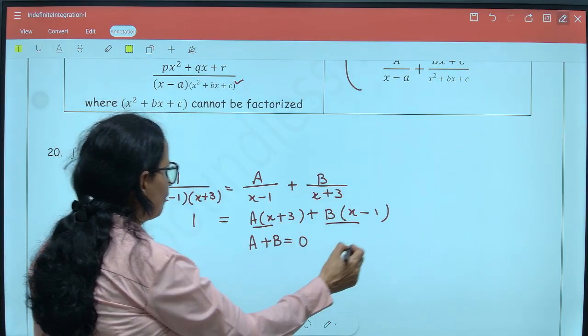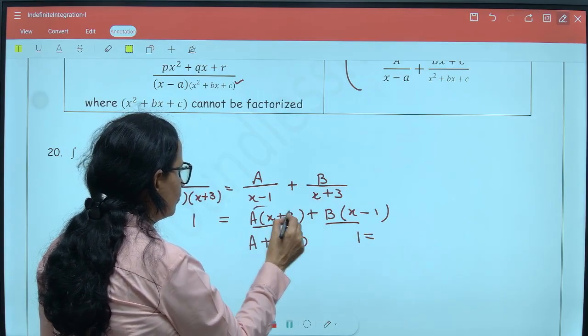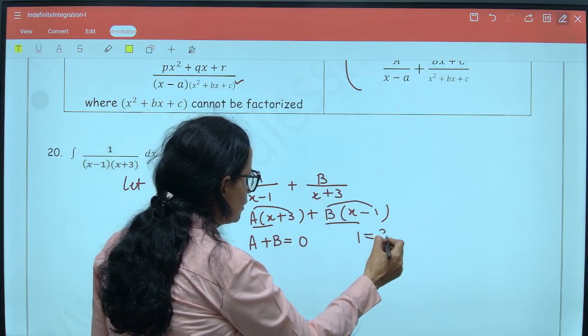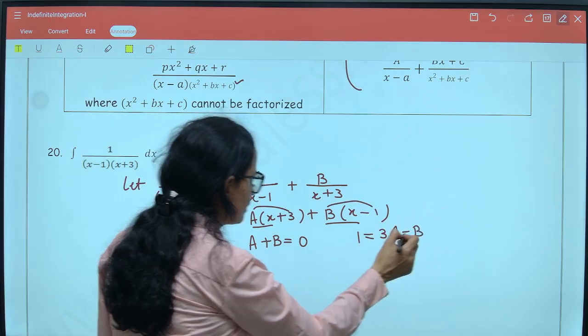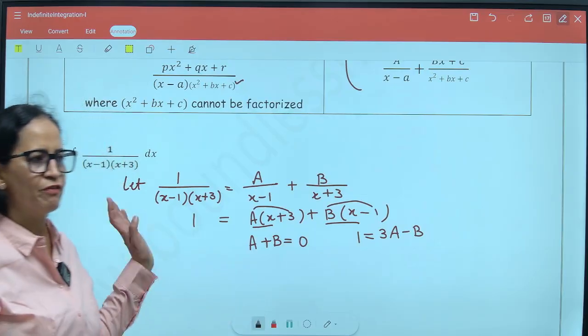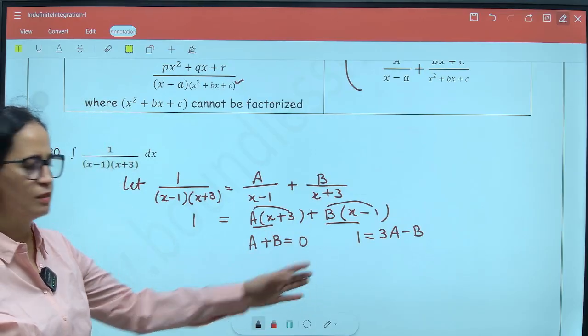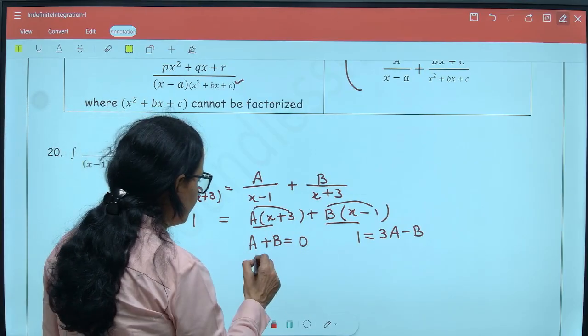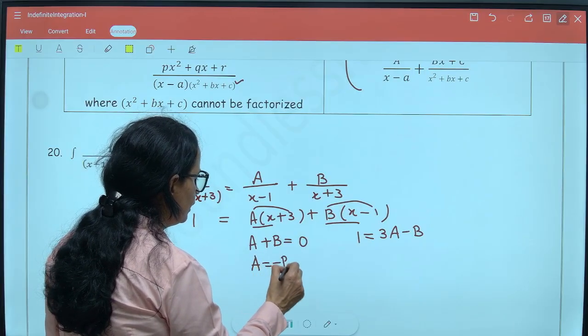On the left side you have 1, and on the right side you have 3a and minus b. So that means 3a minus b is equal to 1. Equate the coefficients of x square, x, or maybe the constant terms, and then find the values of capital A and b the way we just solve linear equations.